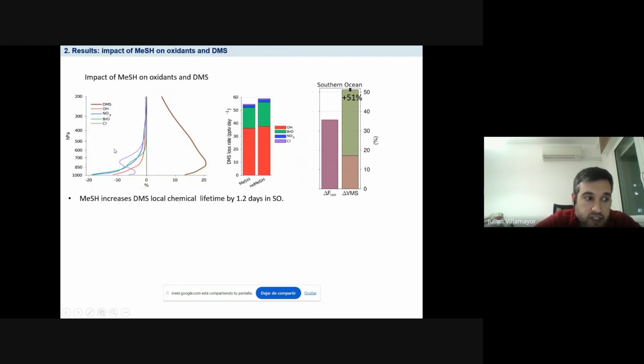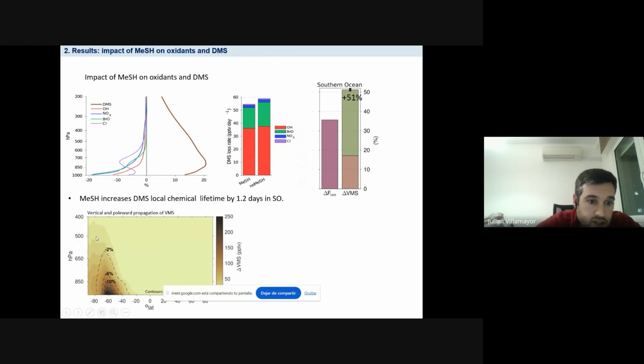So we found that this is because of the faster reactivity of methanethiol compared to DMS. In the presence of methanethiol, oxidants that deplete DMS decrease, increasing the local chemical lifetime of DMS by more than 1 day in the Southern Ocean lower troposphere. In consequence of the extended lifetime of the DMS, the total volatile sulfur propagates more widely to higher levels and latitudes to the pole.